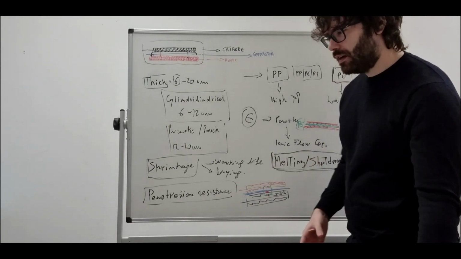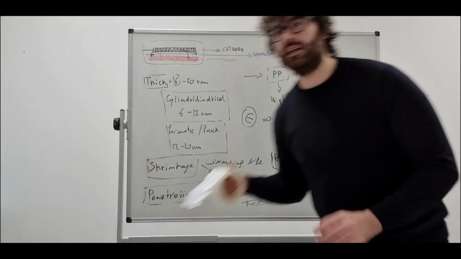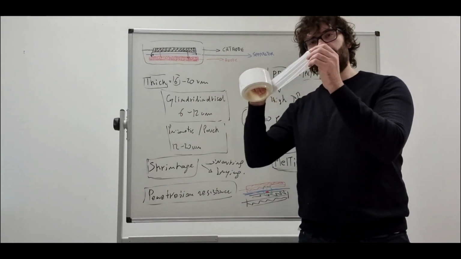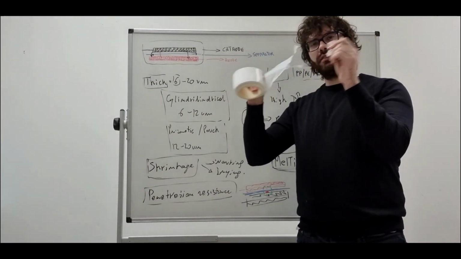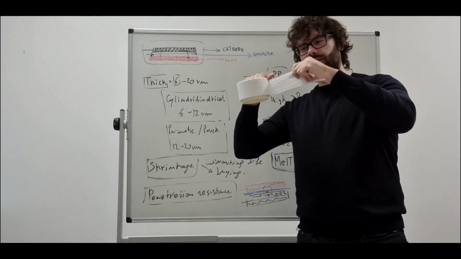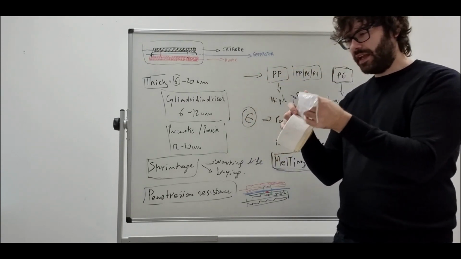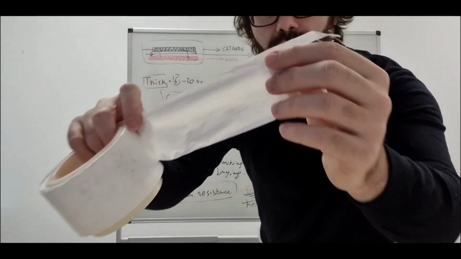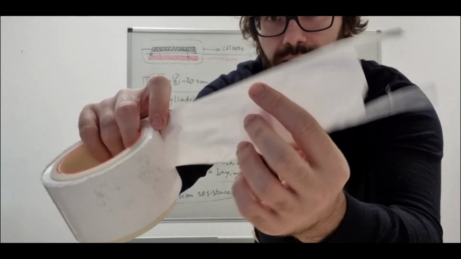But what does the separator look like? This is a film of separator. Okay, and you see it's very resistant. Okay, this is broken. It's very resistant. Okay, and we can see it is white in color. Okay, very thin.